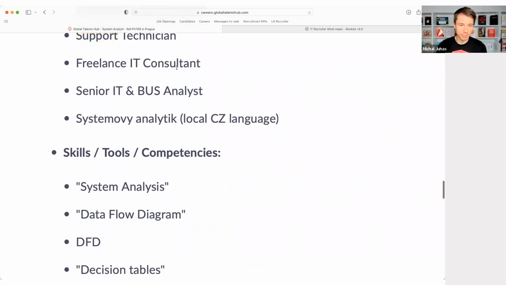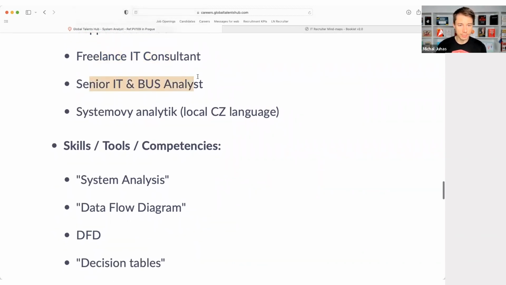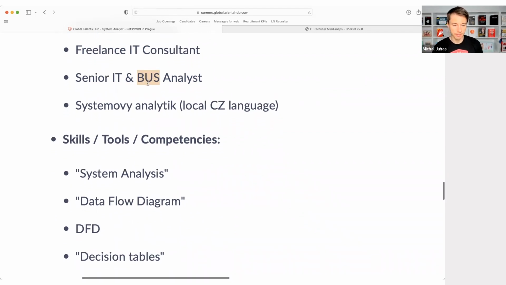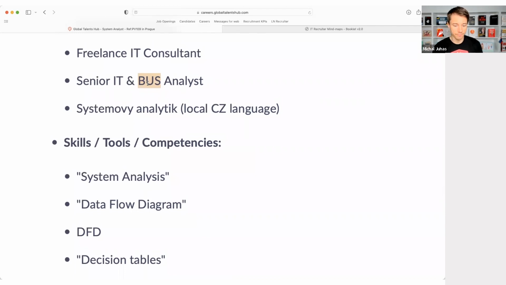Freelance IT consultant, a senior IT and business analyst. In this case, actually, I found a person who had just BUS analyst, like business. I assume that's the abbreviation in this case, or shorter form. Or this is also in Czech, systemový analytik. It means system analyst.